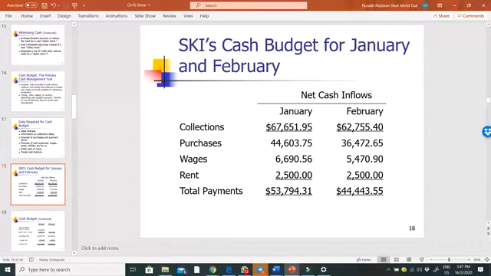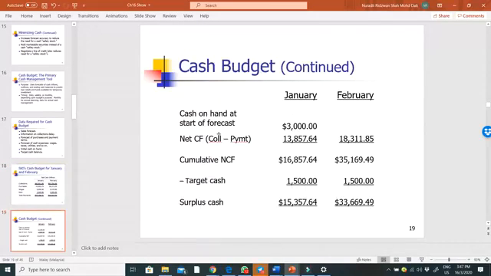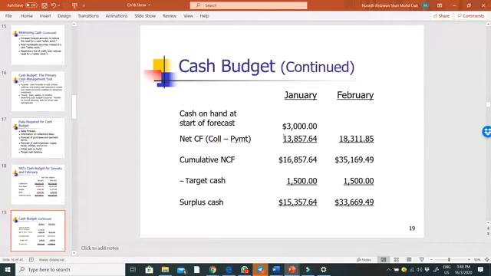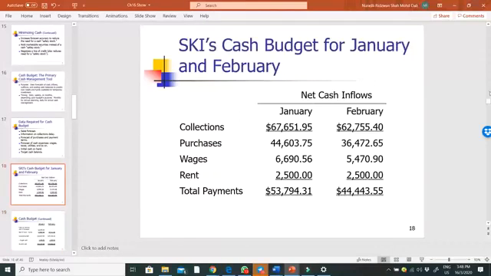53,794. This minus this will get 13,857. Okay, so 67 minus 53. You bring it down, 13,857 plus the beginning cash. So you get 16,000. So minus the target cash, if you need to have the cash for next month. So you have a surplus of cash of 15,357. So it goes on also the same for February.